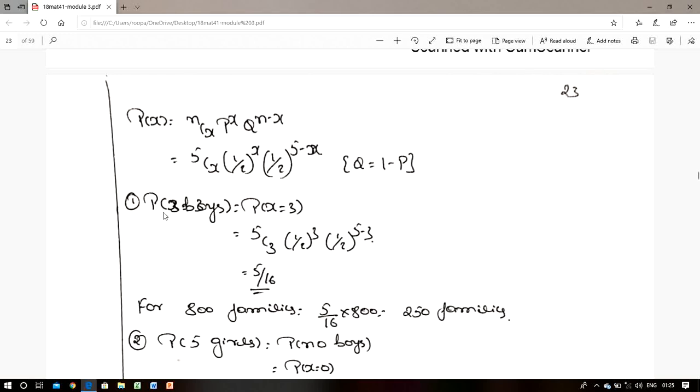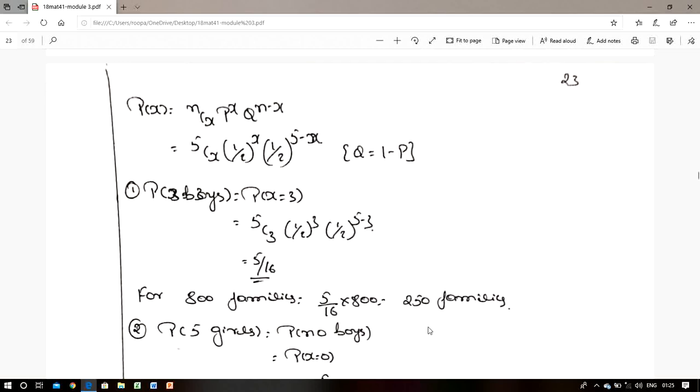Come to the first condition: each family containing 3 boys. Here in this problem we are talking about only the boys, so take x equal to 3, then P(x = 3). Substituting these values in the equation and simplifying, we get 5/16. This is per one family, so for 800 families we multiply by 800 and get 250. It means 250 families contain 3 boys.